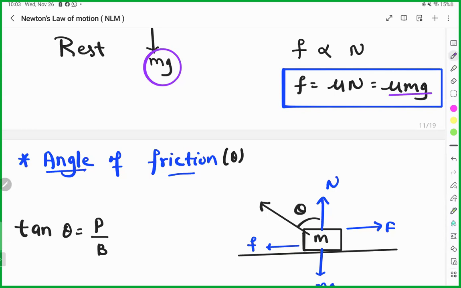Understood? There should be some rough surface. Our house floor should be slightly rough so children do not fall easily. So it is necessary for us. We cannot survive without friction. But sometimes too much friction is also not good. So we have to balance it out.